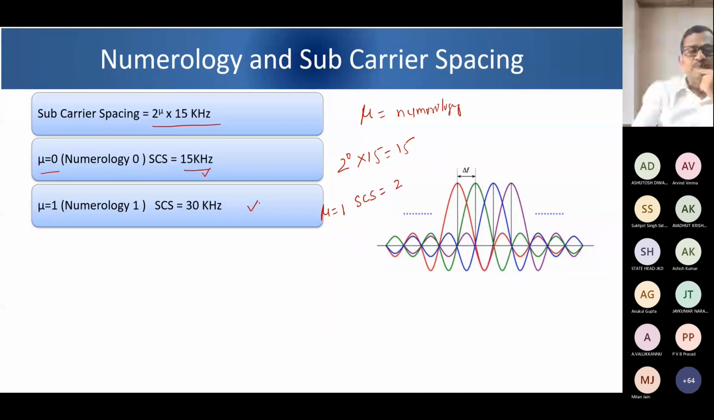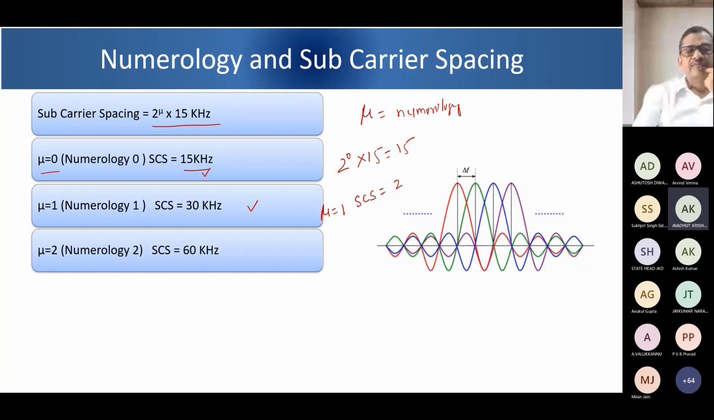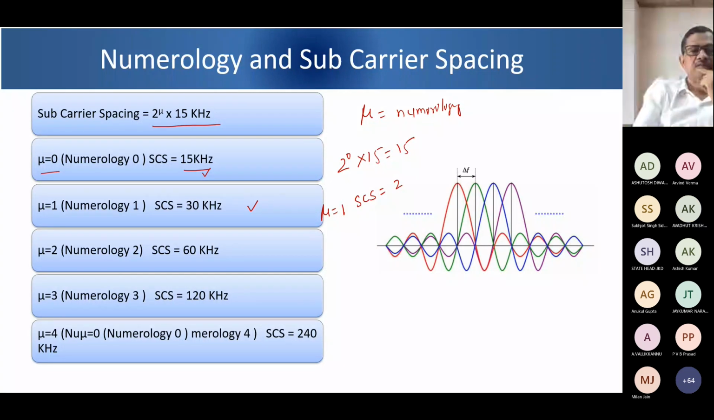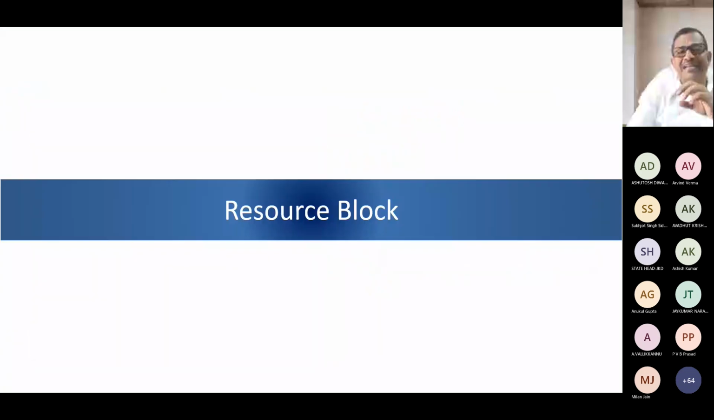For numerology 2, 60. For 3, 120. And for 4, 240. So basically numerology is nothing but what subcarrier spacing you are using. Mu 0 to mu 4, where mu is your numerology: 15 kilohertz, 30 kilohertz, 60 kilohertz, 120 kilohertz and 240 kilohertz. It's very simple to understand numerology, but if you read the specification document, it takes a long time to understand this.